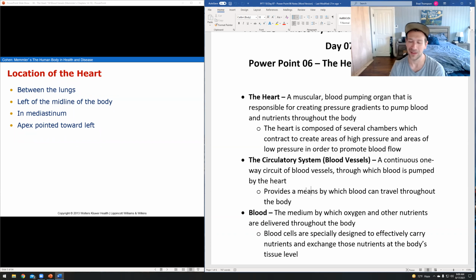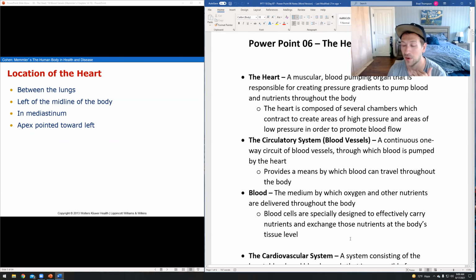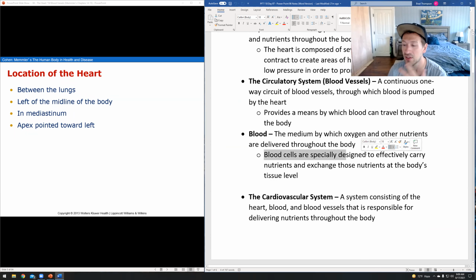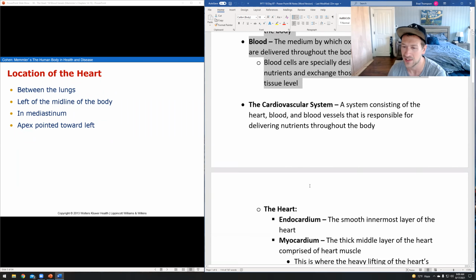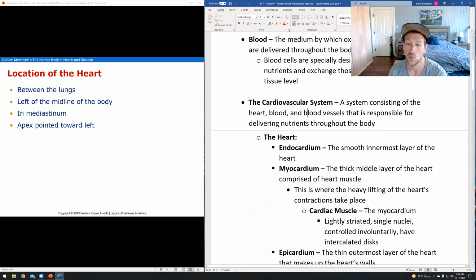And then we got our blood, delivering all the nutrients around, right? The medium by which we are delivering all of this. Our blood cells are very good at carrying these nutrients, and very good at exchanging those nutrients with body tissues. And so those three components are what make up our cardiovascular system. So when I say the cardiovascular system, the big overall definition is the system consisting of the heart, blood, and blood vessels that is responsible for delivering nutrients throughout the body. That's its real main job.